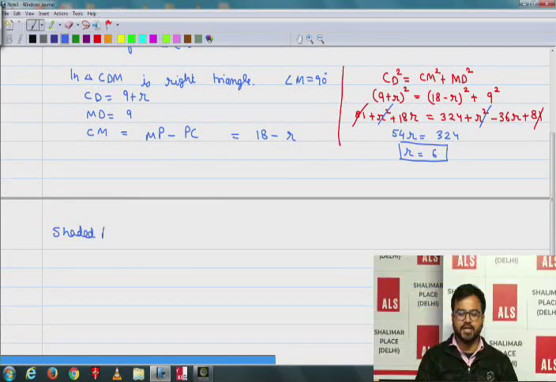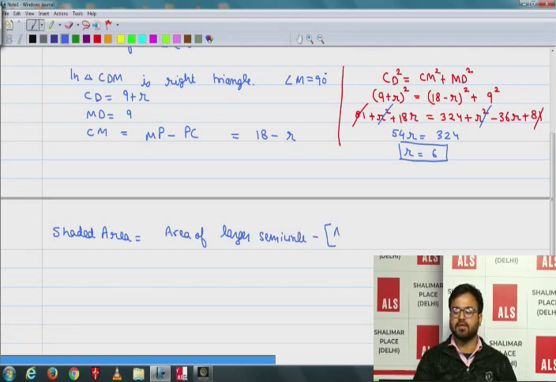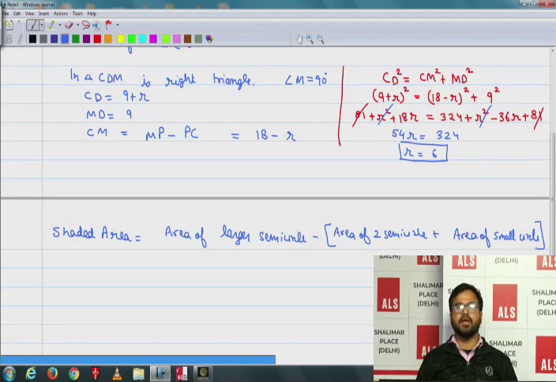Area of shaded area is equal to area of larger semicircle minus area of two semicircles plus area of small circle. This is the thing which we will apply. From the larger semicircle, we will subtract the sum of the area of two small semicircles and that circle C.